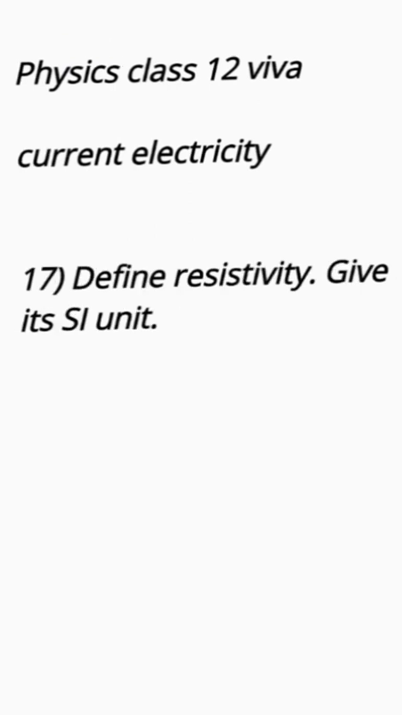Okay, define resistivity, give its SI unit. So resistivity of a material of a conductor is the resistance offered by unit area of cross section and unit length of that material. So it has a formula also. Rho is its symbol. Rho is equal to RA upon L. Resistivity equals resistance times area of cross section upon length, and its SI unit is ohm-meter. You can calculate it from its formula.